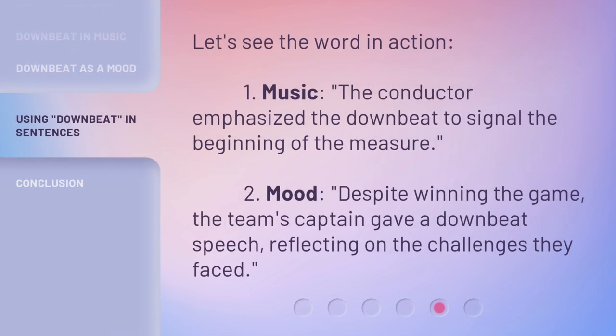Let's see the word in action. 1. Music. The conductor emphasized the downbeat to signal the beginning of the measure. 2. Mood. Despite winning the game, the team's captain gave a downbeat speech, reflecting on the challenges they faced.